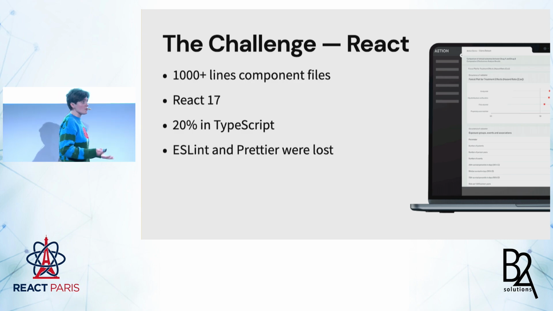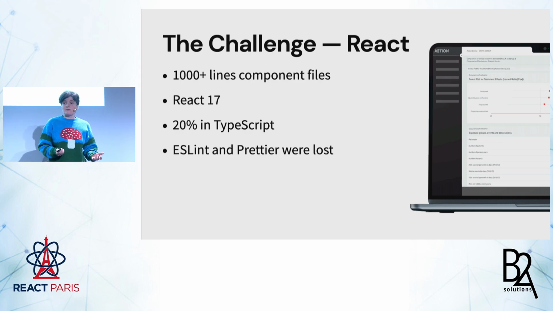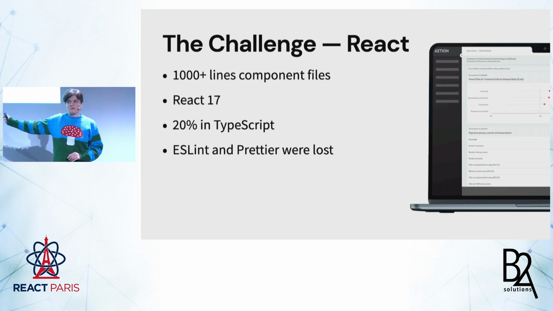As the product was evolving, some of the components have grown over 1,000 lines of code with those huge useEffects with missing dependencies in the dependencies array and all that stuff. React version 17, most of the code untyped. ESLint and Prettier got lost somewhere between cloud migrations. And I want to pause here just to mention that this is not an uncommon situation for growing businesses that focus on building new features.